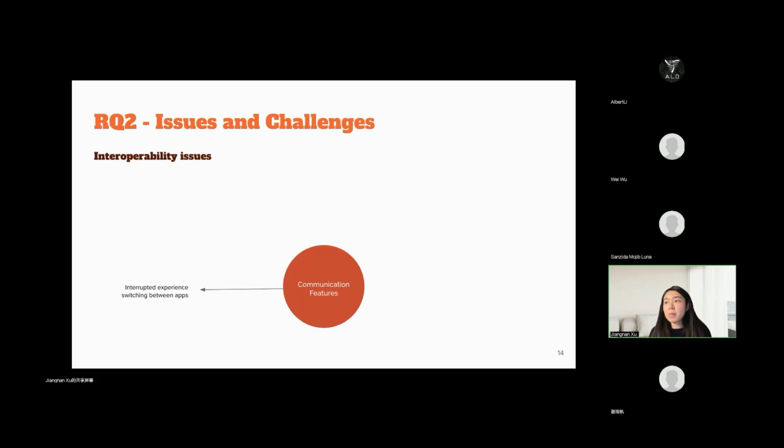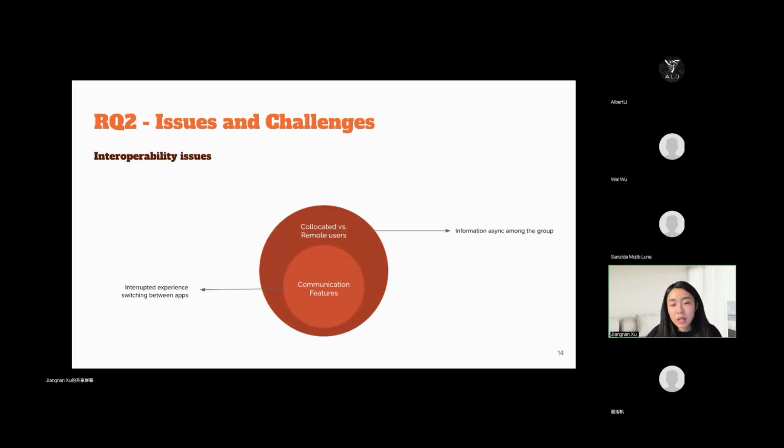They need to come back from maybe Facebook to Pokémon GO when they want to chat with their online friends during the game, obviously. And this caused interruption during the experience. And also, more severely, the other issue is about the information ethic among the group.